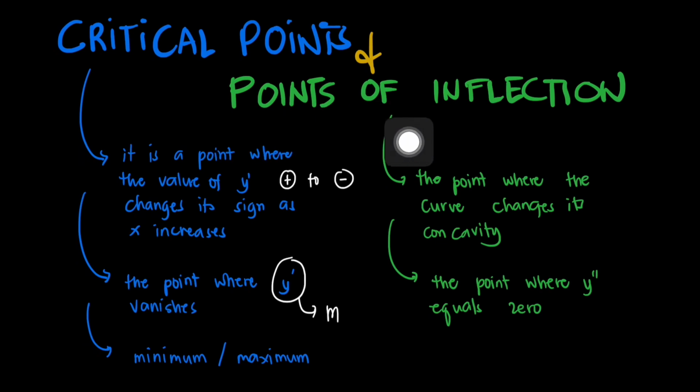Whereas the points of inflection are the points where the curve changes its concavity, and it is the point where y double prime equals 0.